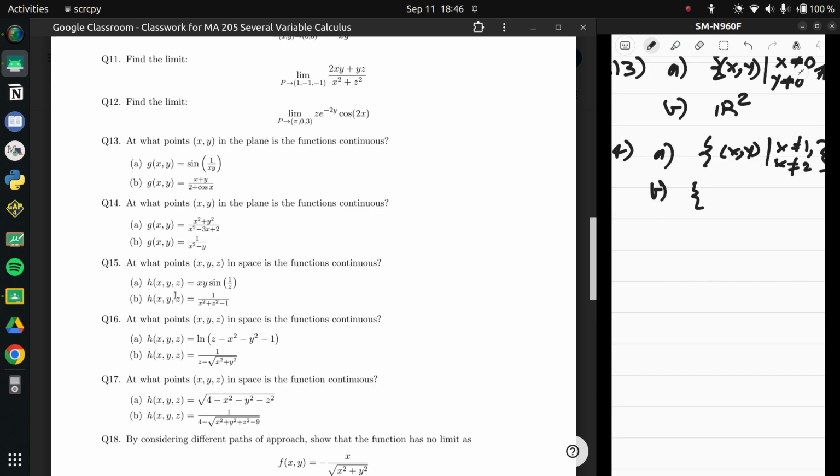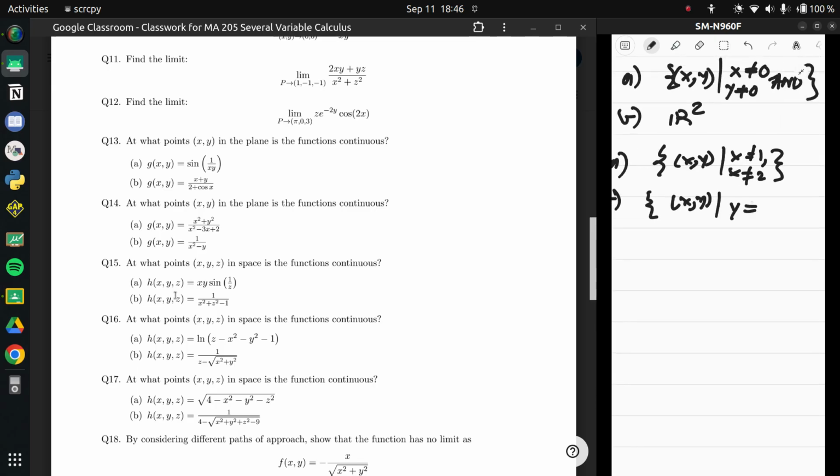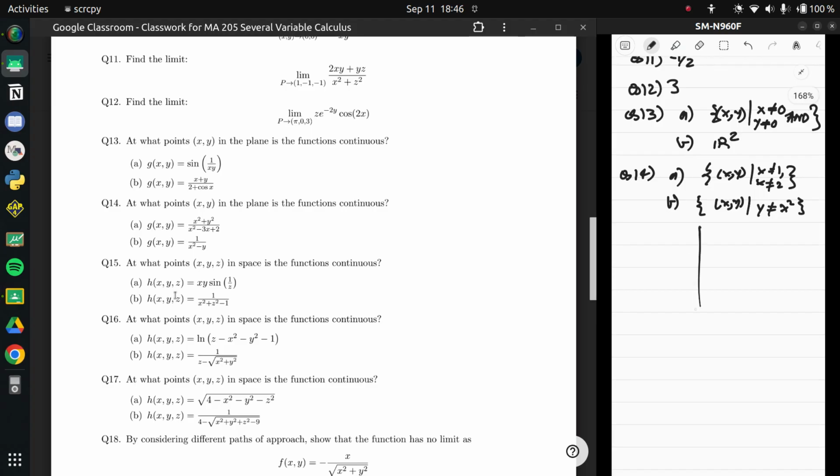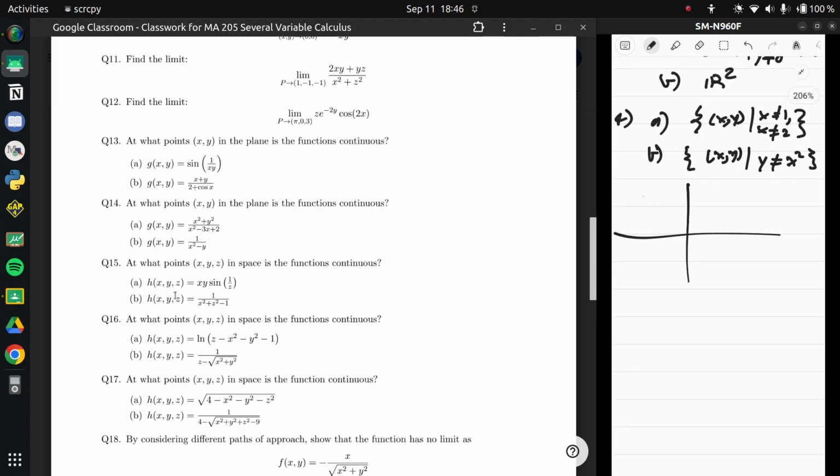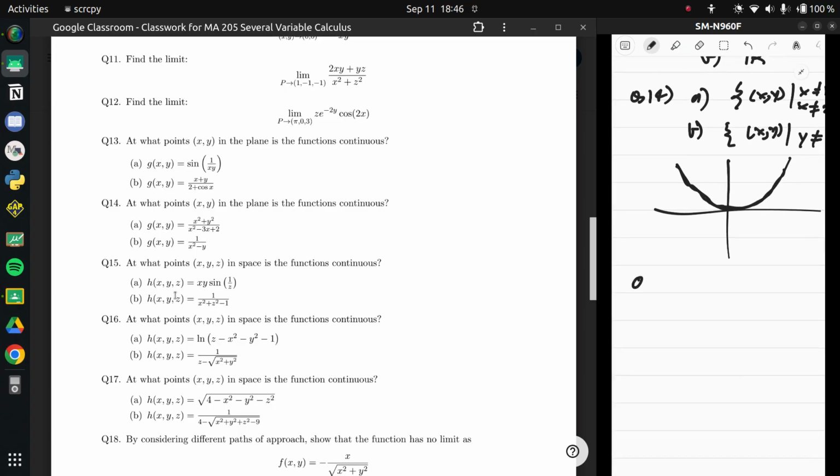I mean, yeah, sure. So it's all x, y such that y is not equal to x square. That's pretty much the thing, right? So basically, you just have this region y equal to x square. This whole parabola, the function is not defined there. Everywhere else, it's defined. It's okay. Question 15.